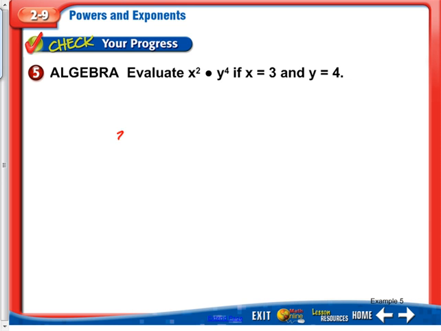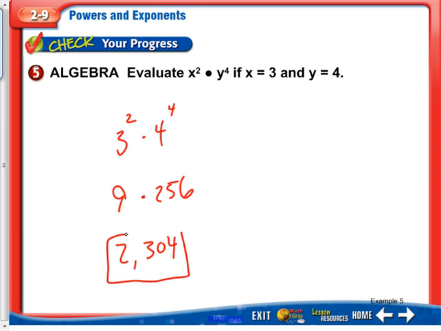Okay, so x is 3, so 3 squared times y is 4 to the fourth power. So 3 squared is 9, times 4 to the fourth power is 256. So again, I'm showing the work of breaking these down. Then I multiply those two together, and I'm going to get 2,304, okay? So I would like you to show me this work.